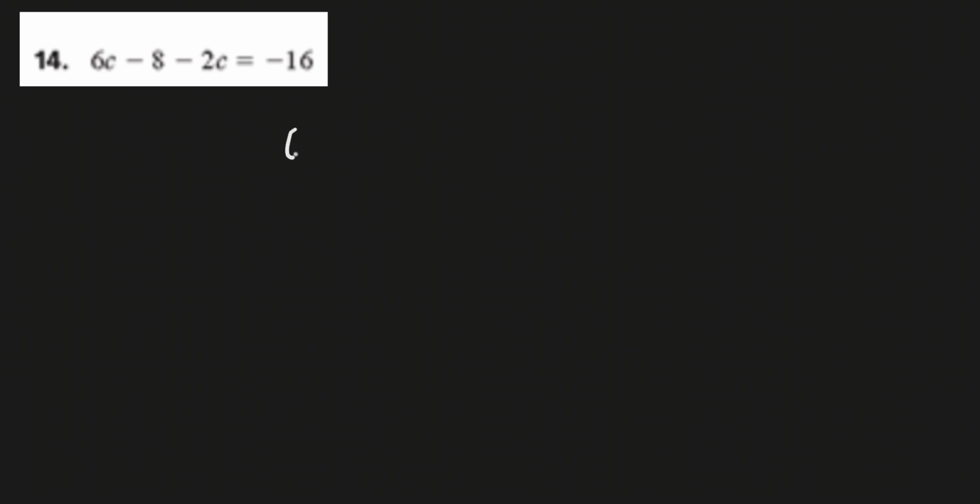So here we have, let me rewrite this. This is going to be 6c minus 8 minus 2c is equal to negative 16. Now, how do we isolate c here? Well, you always want to combine like terms. That's something you always want to do in whatever level of math you're going to go to. Combining like terms just makes everything easier. So whenever you can, typically you want to combine like terms. Here, it's trying to solve for a variable. You got to combine like terms.